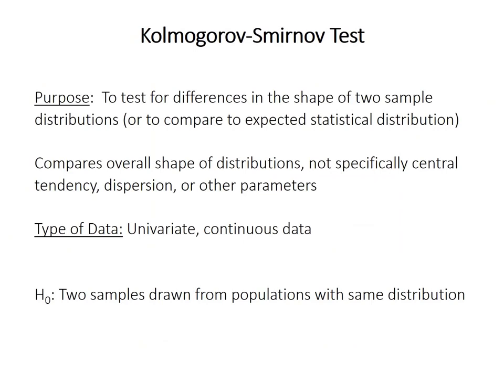So back to the KS test. Its purpose is generally to test for differences in the shape between two sample distributions. It can also be used to compare one sample to a known statistical distribution, but we're not going to really focus on that as much as the two-sample test. The test compares the overall shape of the distribution. It doesn't specifically test for differences in central tendency or dispersion, although those are part of what affects the overall shape of the distribution. The test, in R at least, requires univariate continuous data, and the null hypothesis for the two-sample test is that the two samples were drawn from populations with the same distribution. They should have the same cumulative distribution function.